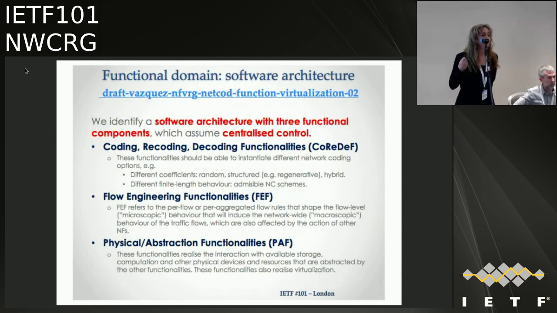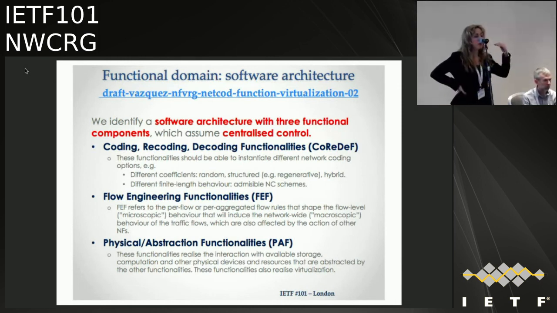So for this software architecture, what we have done is to distinguish, again, the main functional components of the softwareization of network coding. At the moment, we have distinguished three. First of all, the core functionalities, which are coding, recoding, and decoding functionalities. So we look at them as functionalities.